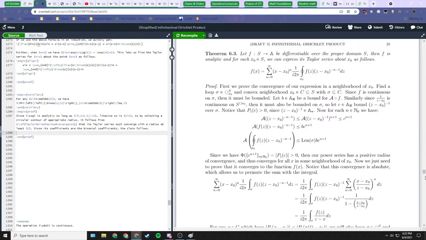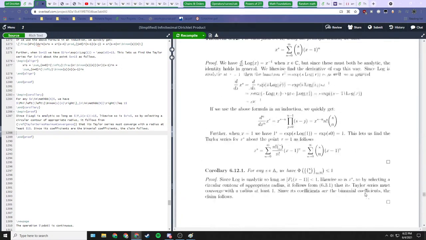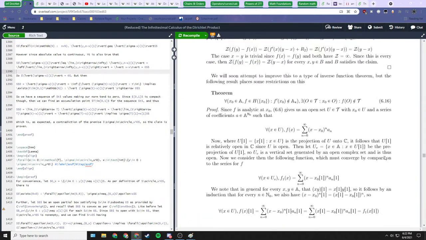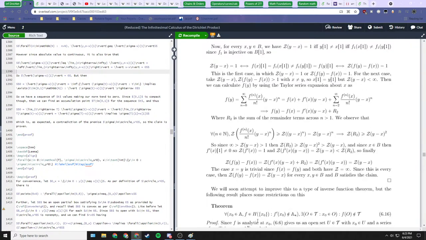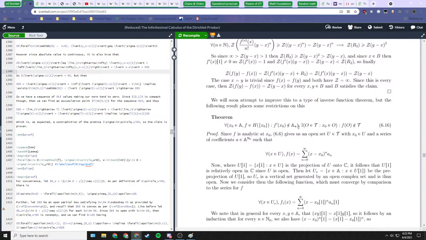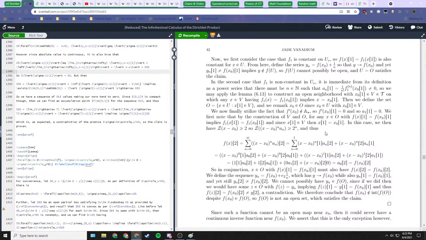I will attempt to find a less brute force technique to do these theorems that we have looking forward. But essentially, just to give a summary, what we're going to attempt to do next is we're going to try to prove that our analytic functions are open maps so long as their derivative is non-zero. Actually, their derivative has to be a unit. If their derivative is a unit, then we'll show that an analytic function is an open map.